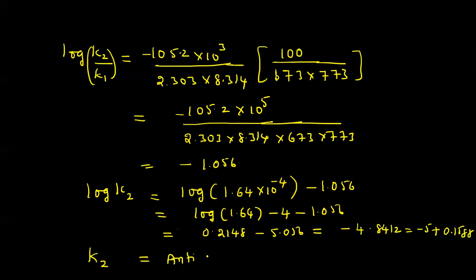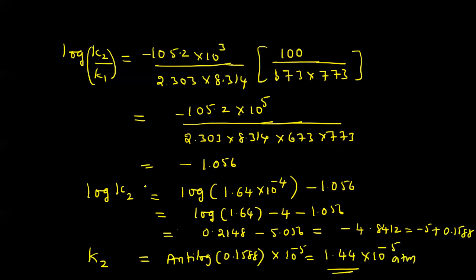K2 anti-logarithm becomes the anti-logarithm of 0.1588 into 10 to the power of minus 5. Upon simplification, the anti-log of 0.1588 is 1.44, so K2 is 1.44 into 10 to the power of minus 5 atmospheres. This is the calculation, substitution and final answer of this problem.